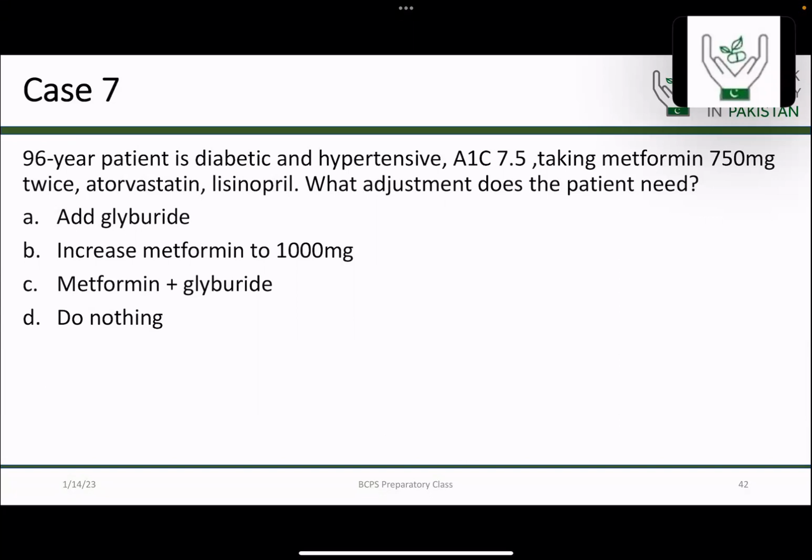So this is a 96-year-old patient who has diabetes and hypertension. A1C is 7.5%, sorry, taking metformin 750 mg twice, atorvastatin, lisinopril. What adjustment does the patient need? So what do you think? He's already on the medications of diabetes. What does the patient need? So pay attention to the age of the patient.